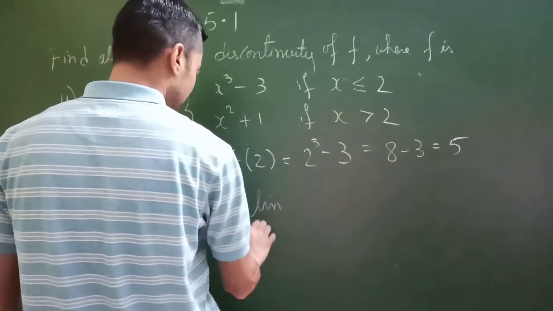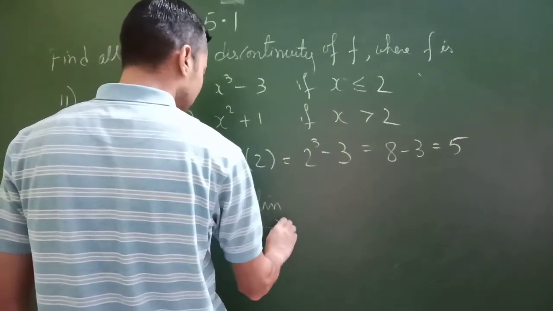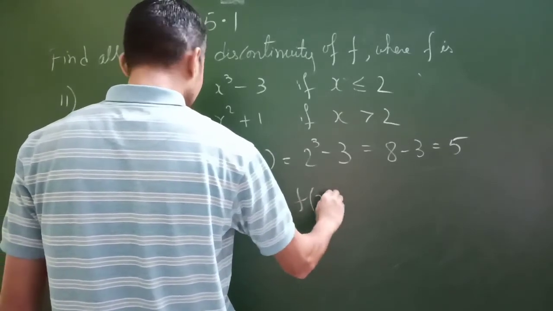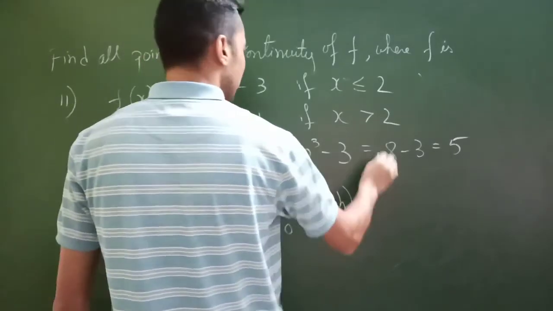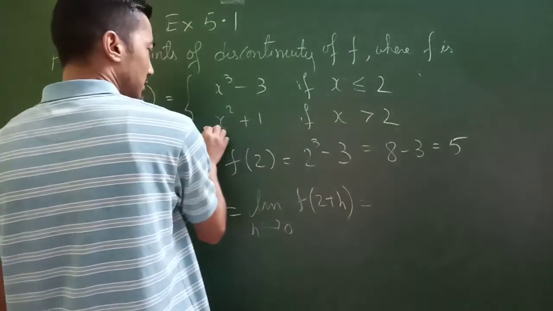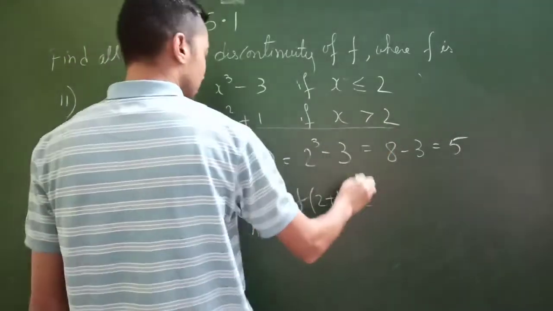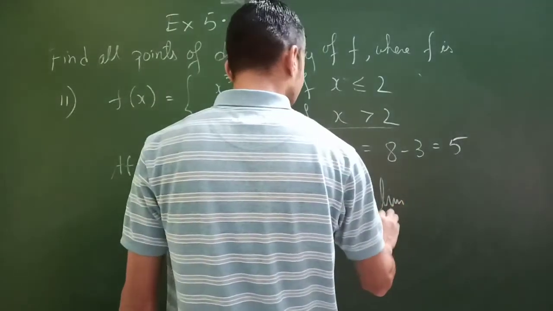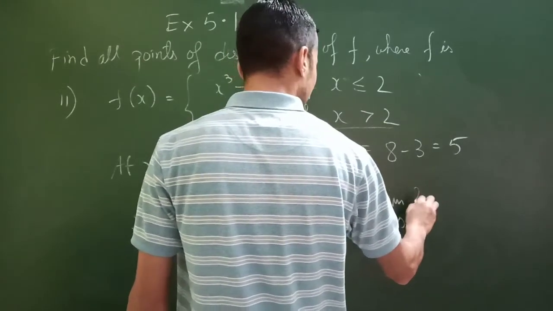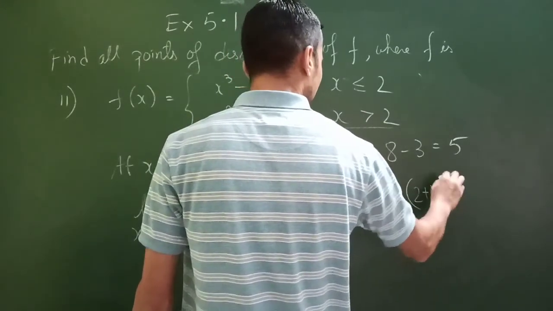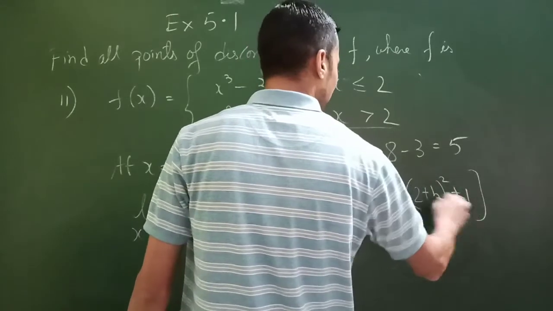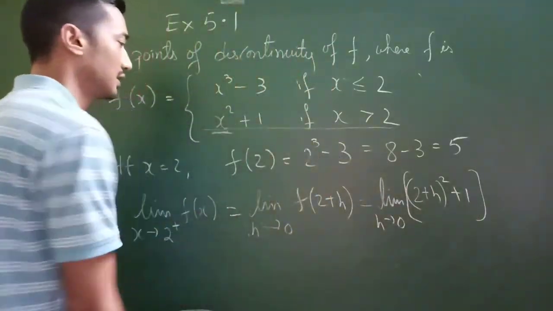Limit as h tends to 0, that is something that is slightly greater than 2. So greater than 2, we have to use this x squared plus 1. So limiting value as h tends to 0, (2 plus h) squared plus 1, no? Because it is going to be in the value of x.